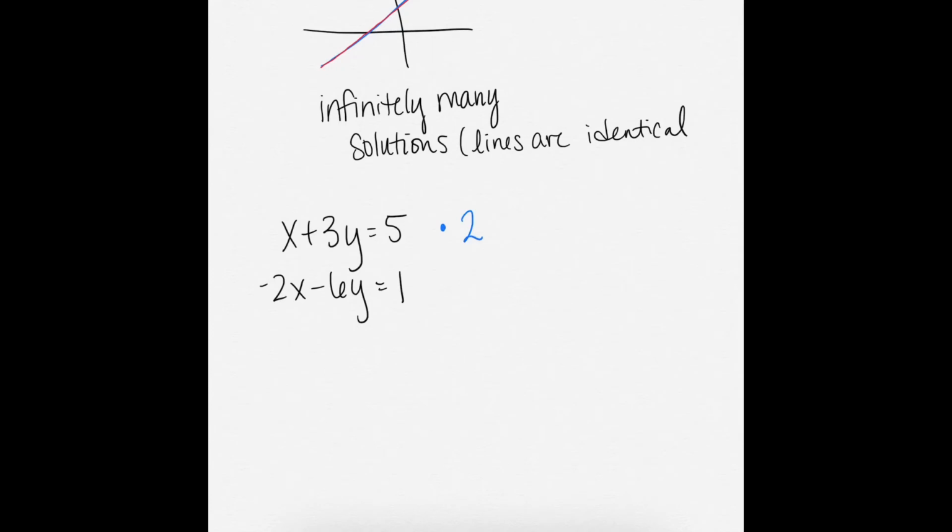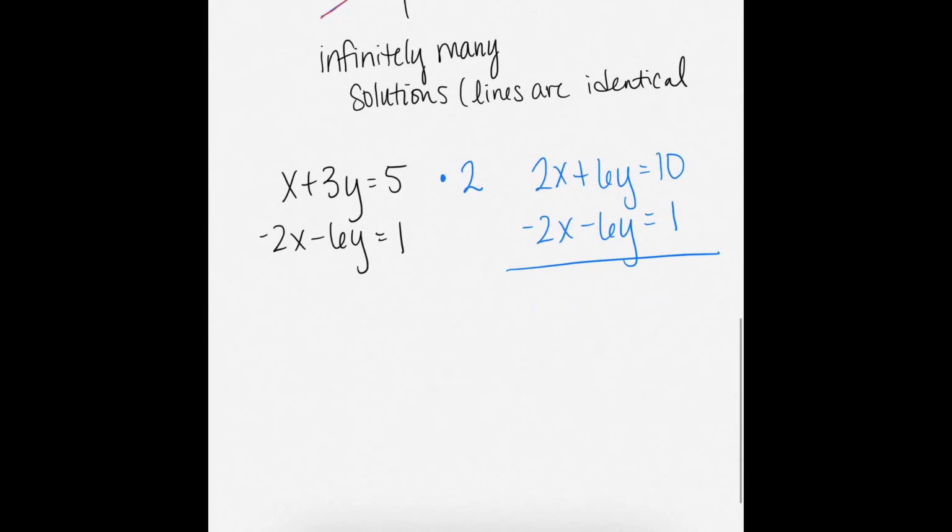I'm going to multiply this guy here by +2 to create additive inverses in my x variables. Multiplying him by 2, I get 2x plus 6y equals 10. I don't have to do anything to the second equation. Please note that there are times that you do have to multiply both equations by a constant. So if I add them together, my x's cancel. And look what happened to my y's. Positive 6y and negative 6y cancel out.